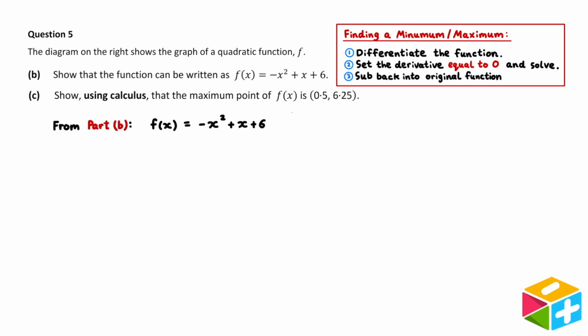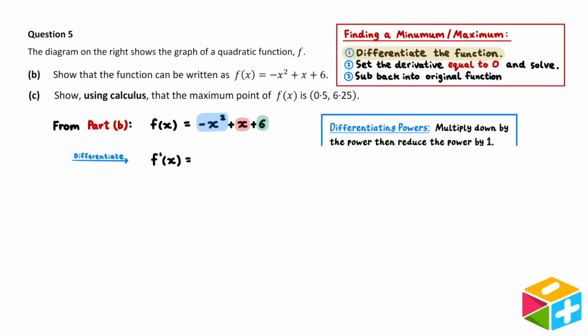From part B, we know that we can write our function as f of x is equal to minus x squared plus x plus 6. To begin, we'll need to differentiate this. Whenever we are adding or subtracting terms, we can differentiate each term individually. So we can tackle the minus x squared, the x, and the 6 separately.